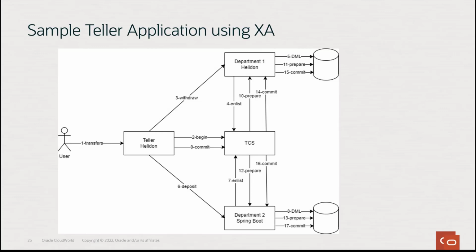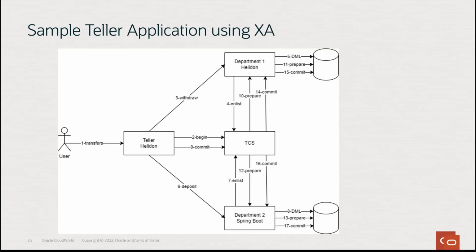So let me explain the process of an amount transfer that creates an XA transaction. The client makes a REST call to the teller microservice. The teller service provides a transfer operation that can perform withdraw and deposit operations on accounts as an atomic operation.